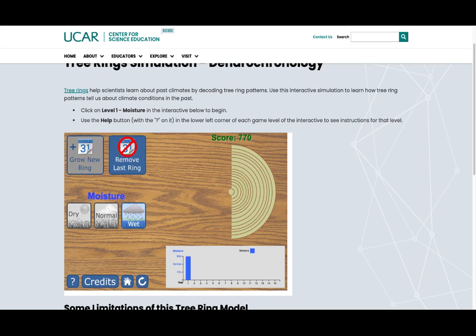Oh, I erred again. I did the wrong one. I'm going to remove that. It looks like this was a normal year of tree growth, and I matched that perfectly, so I know I hit it. Let's see if that second one is normal as well.